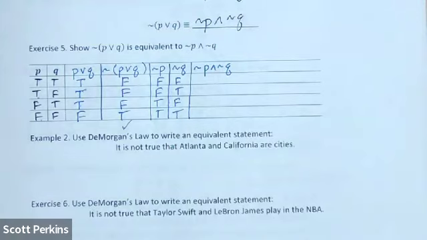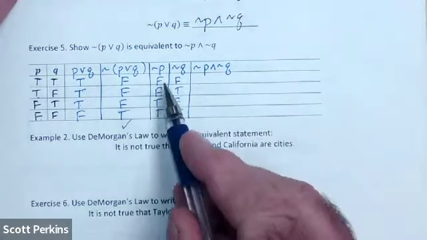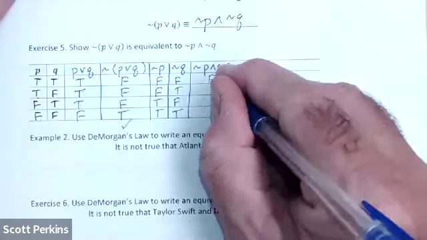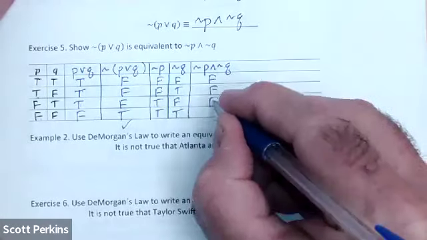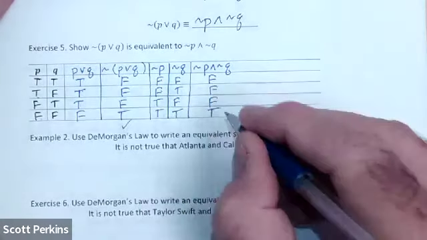That's the only time. So here goes my squigglies, false and false is false. False and true is false. True and false is false. And finally, true and true is true. Let me put a check mark.